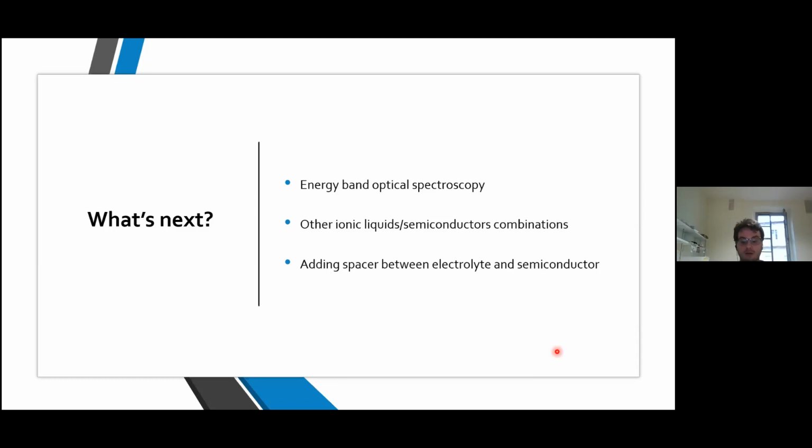So we can fully control the electrostatic doping for both n-type and p-type electrostatic doping regimes. And finally, providing a spacer which separates the electrolyte and the semiconductor, for analyzing the effects on the mobility and carrier concentration, would be a very interesting next step to perform.